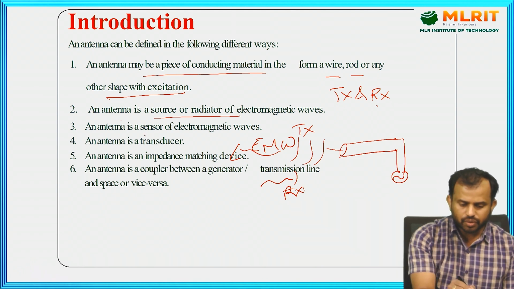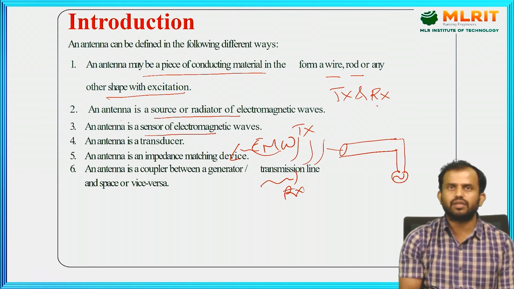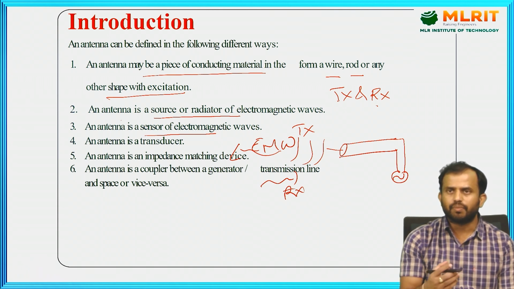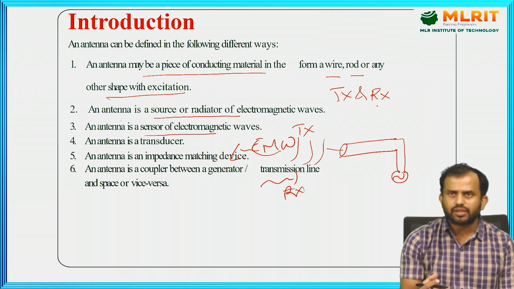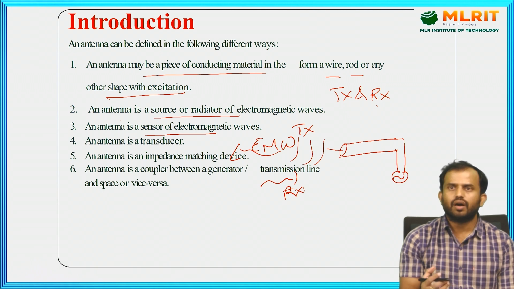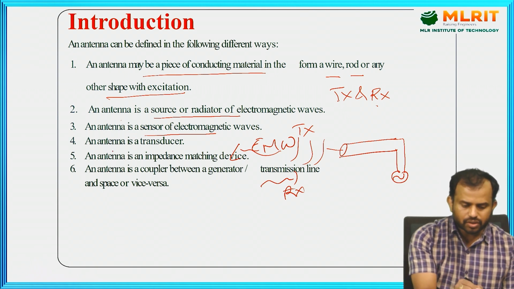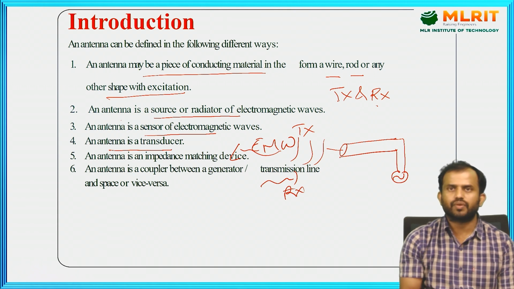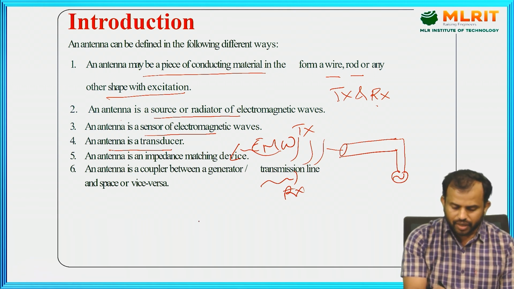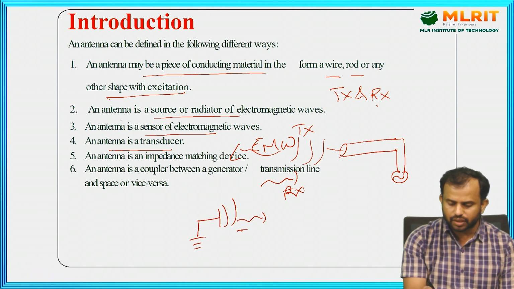And as we know, a sensor is also acting like an antenna, which means it is sensing some values, whether temperature sensor values or infrared sensor values, it is sensing some atmospheric values. That is also acting as an antenna. And an antenna also acts as a transducer. What is a transducer? It means a single antenna can transmit the signal as well as receive the signal.